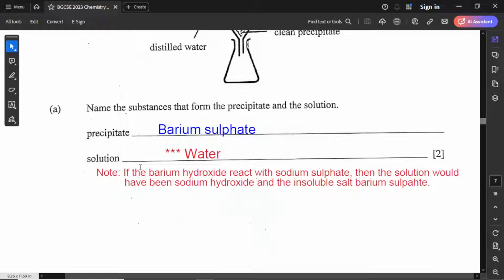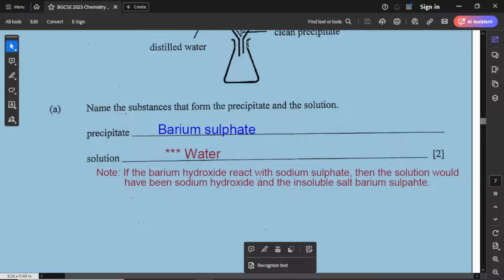However, if the barium hydroxide reacts with sodium sulfate, what you'll get is a solution: you get an insoluble salt, barium sulfate, definitely, and sodium hydroxide. So it will be a different case if you use sodium sulfate instead of sulfuric acid. That is a big difference in terms of getting a solution. If they replace the sulfuric acid with sodium sulfate and you keep barium hydroxide, what you get is sodium hydroxide as a solution. Please look out for those basic reactions.